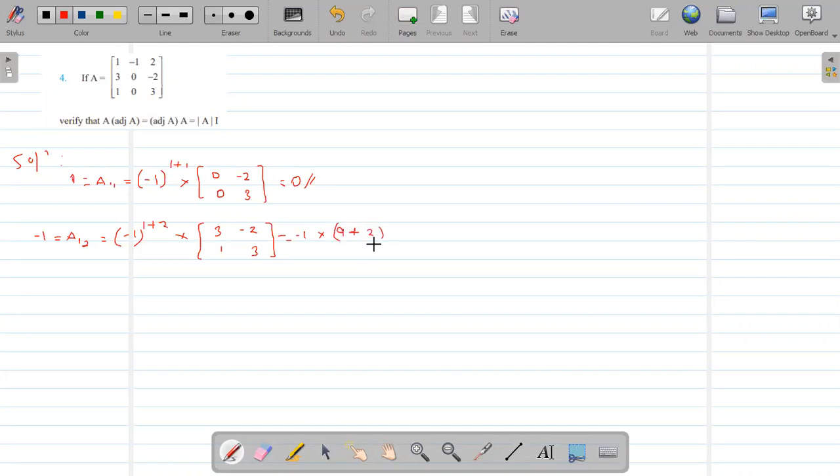Everybody understood this part? Yes, sir. So 9 plus 2 is 11, right? Yes, sir. So 9 plus 2 is 11, and 11 multiplied by minus 1 will become minus 11, right? Yes, sir. I hope it is right.